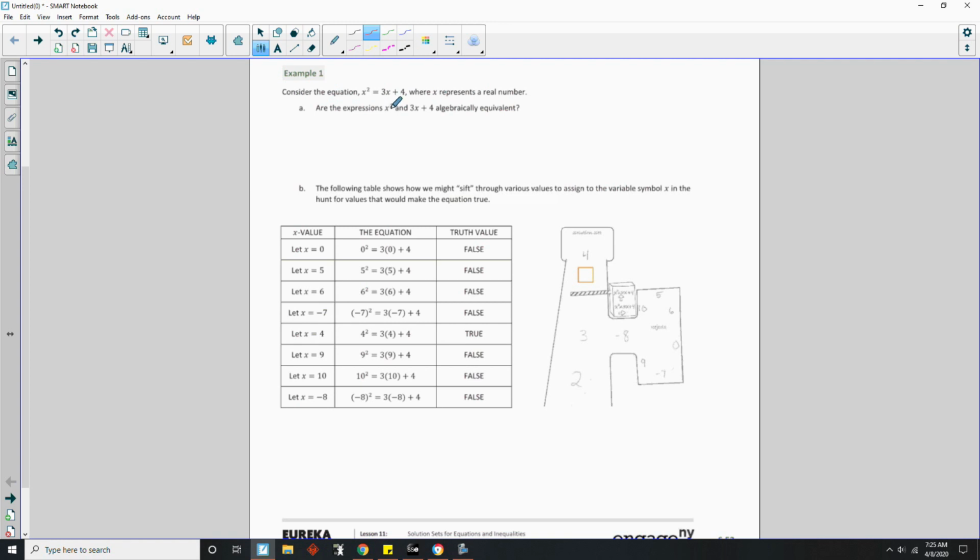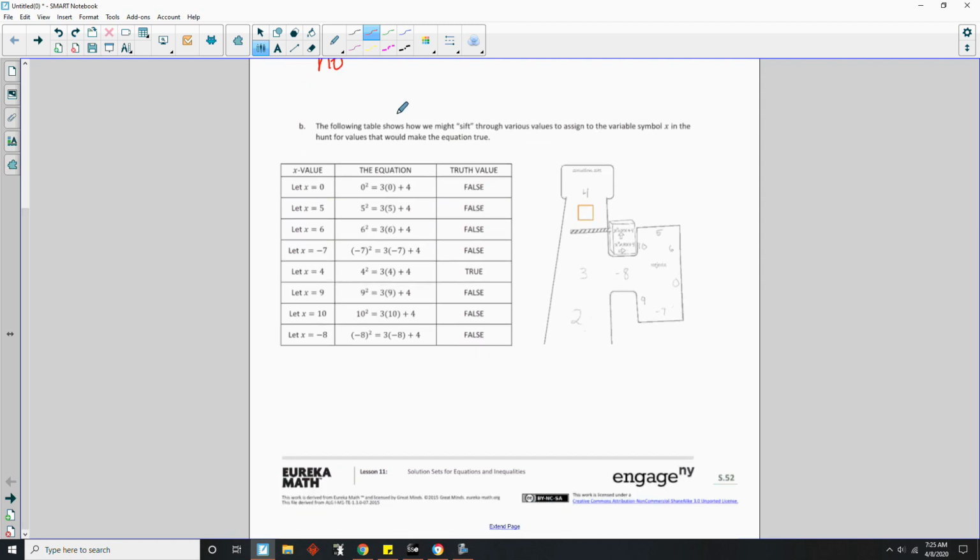Well, no, we have an x to a power of 2, and that is a quadratic function, and we have a 3x plus 4, which is linear, so they are not algebraically equivalent. So we'll just say no for now. Part B says the following table shows how we might sift through various values to assign to the variable symbol x in the hunt for values that would make the equation true.